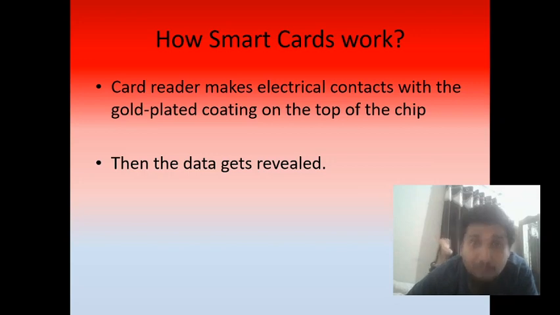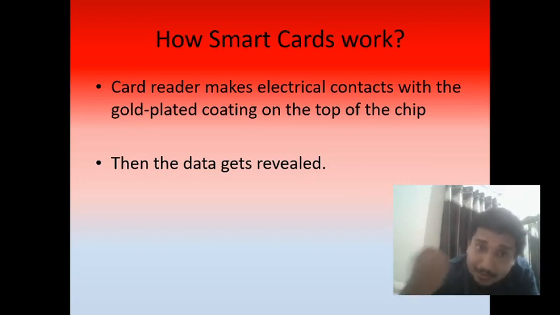So yeah, how does it read it? That's the next question. It reads it because the card reader in the ATM machine makes electrical contact with the gold plated coating. It makes electrical contact because the gold plated coating is there on the card, right? Any metal basically reacts with the card reader, right? So that makes an electric contact with the gold plated coating, and as such the card reader is able to detect the data which is there in the chip. So it extracts the data.